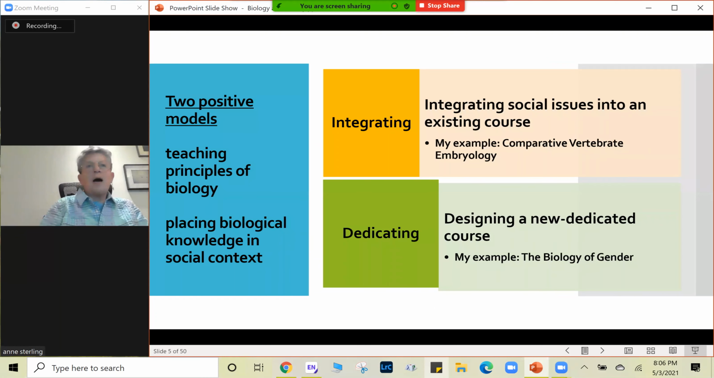However, I do have two positive models to present that involve teaching the principles of biology and placing biological knowledge in social context. The first of these I call integrating, and it involves integrating social issues into an existing course. The example I'll offer tonight is comparative vertebrate embryology, a course I taught for a number of years at Brown University. The second approach is dedicating, designing a new dedicated course. My example here is a course I developed also at Brown entitled The Biology of Gender.